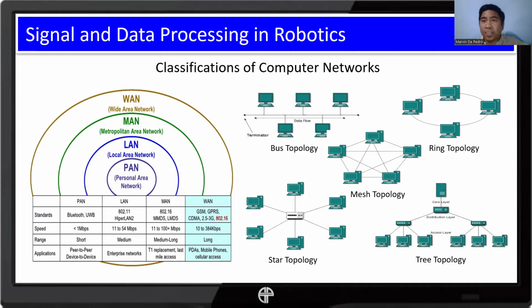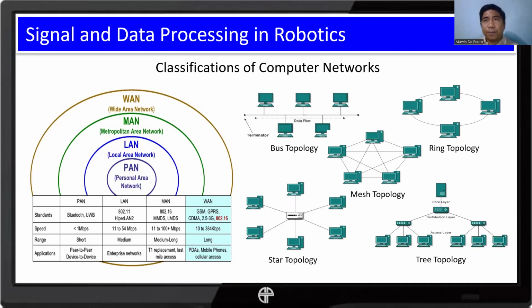Okay. So if it is just within the same room, then that's a PAN or personal area network. And we have technologies like Bluetooth that we can use for wireless. And we have UART, I2C, and even USB as wired protocols that we can choose from. Okay, just take note they usually have low speed and they can only run for a very short distance.